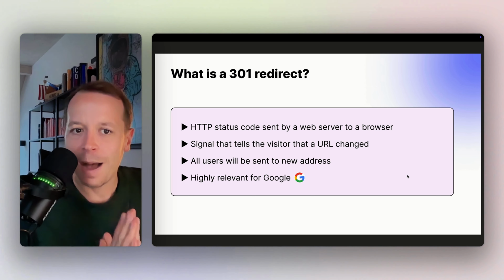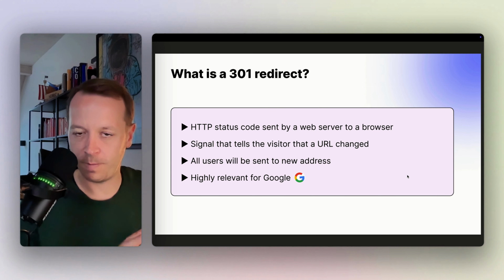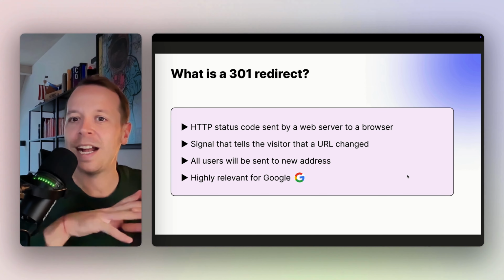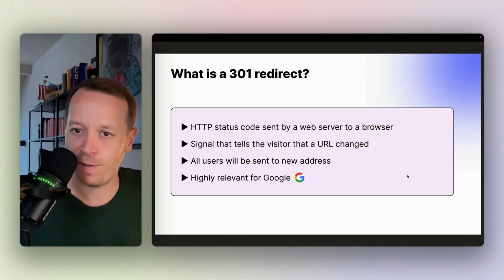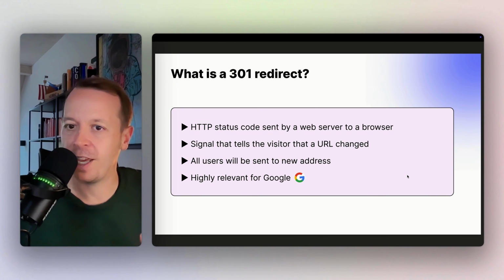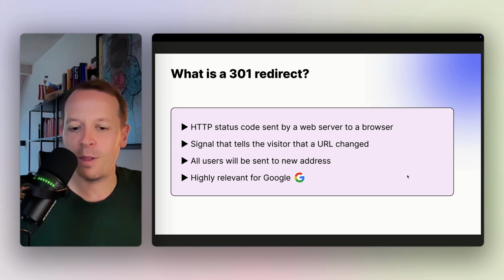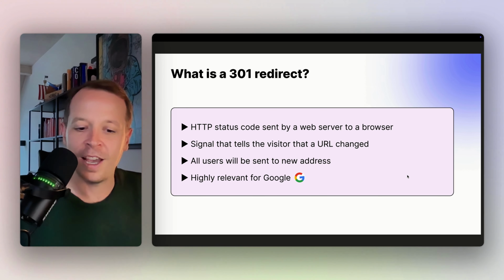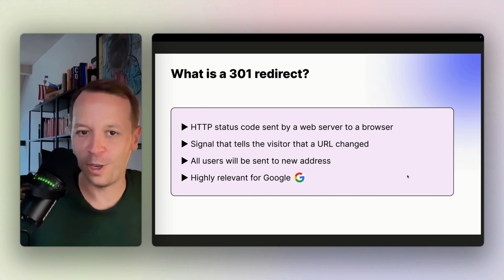301 redirects are basically HTTP status codes. It's your web server that tells the browser what has happened to a specific URL. It's almost like mail forwarding if you move addresses. So imagine the post that is sent to your old address needs to be forwarded to the new one.